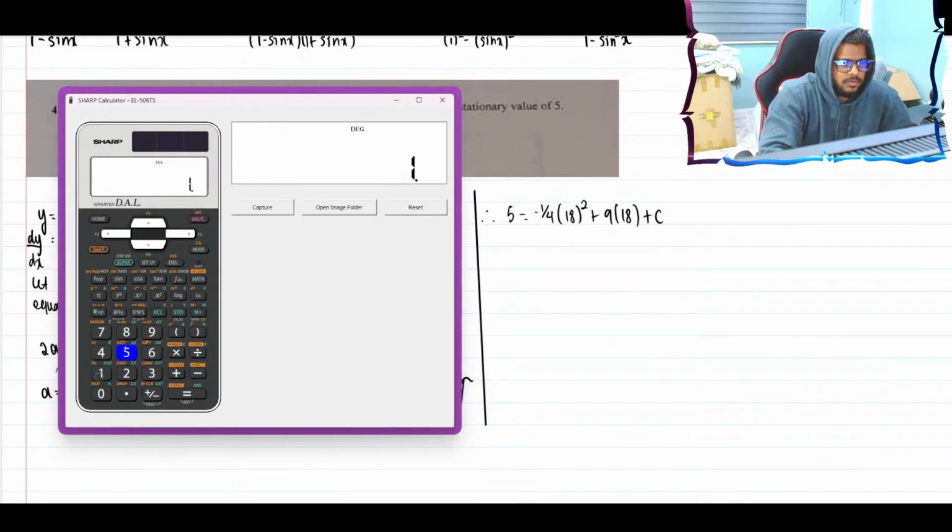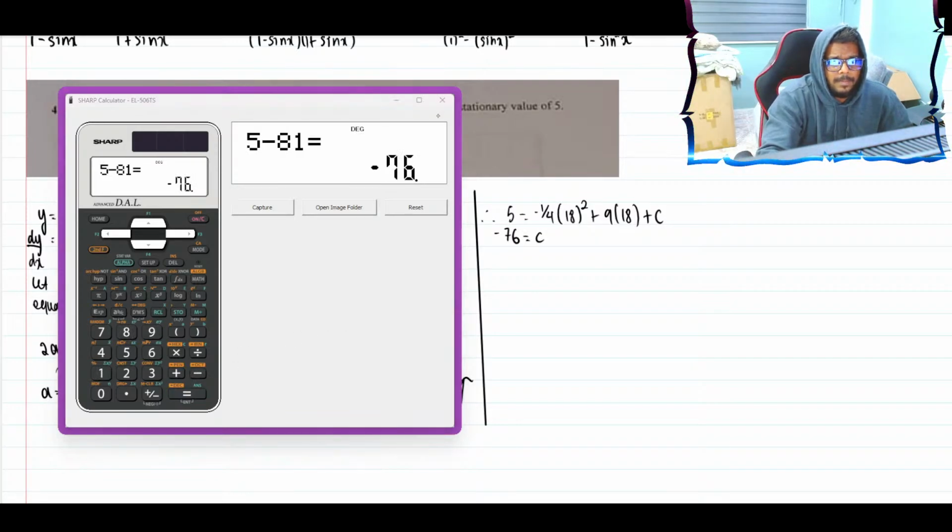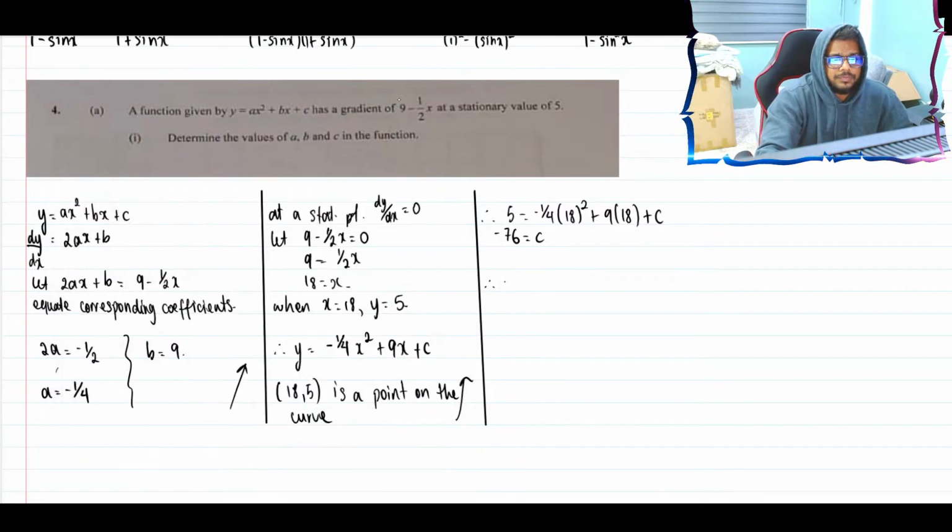18 squared divided by minus 4 plus 9 into 18 gives 81, and 5 take away that gives minus 76. So y is equal to minus a quarter x squared plus 9x minus 76.